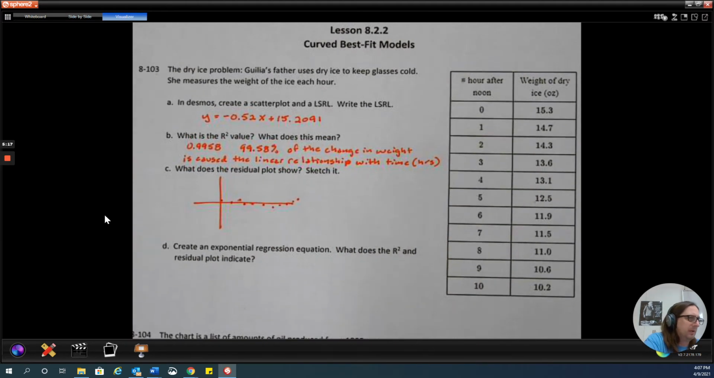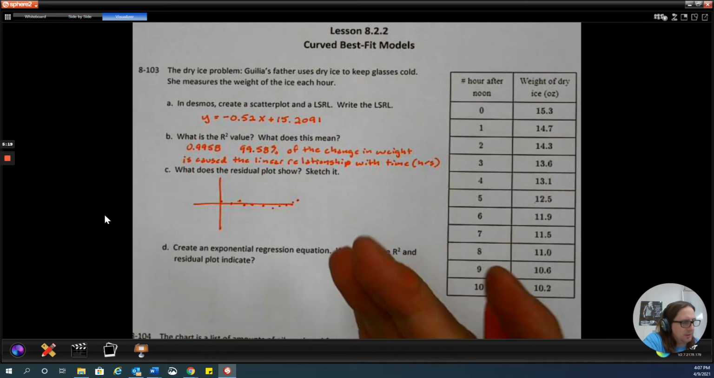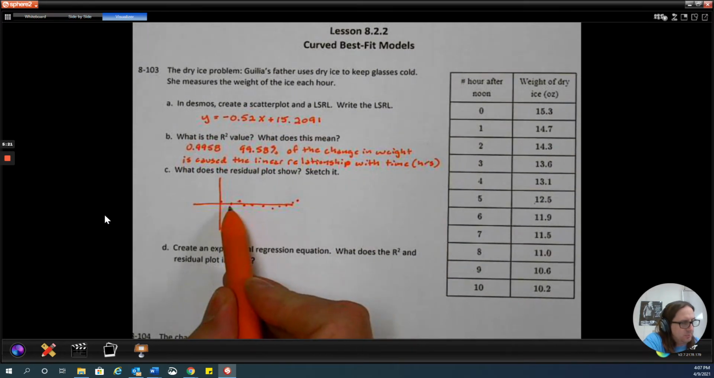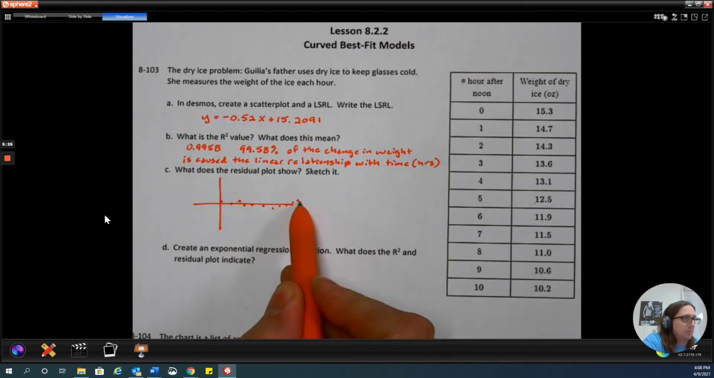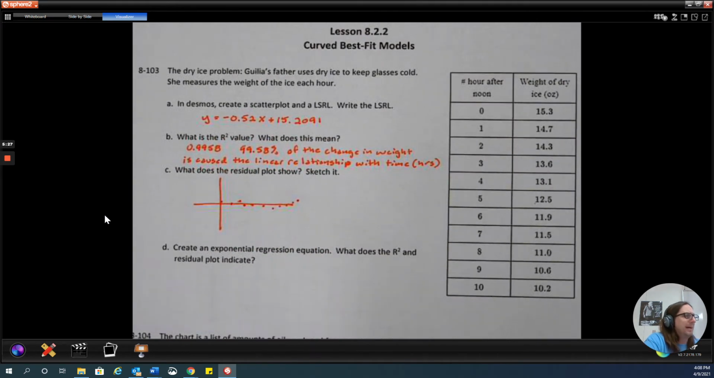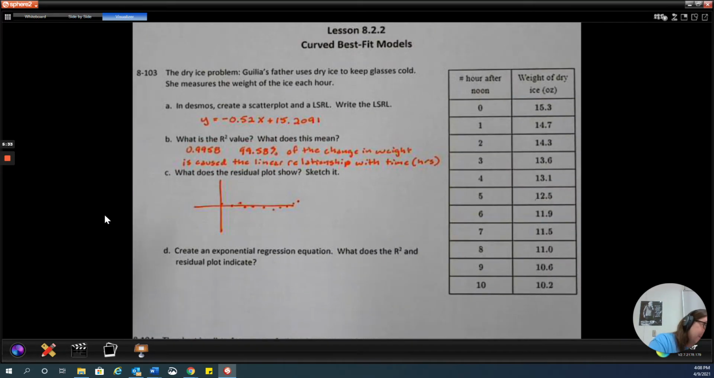It doesn't have to be perfect. So what does it show? It shows that we start off with some of the points above the line, but then they go below the line, then they go back up. And we said back in Unit 4 that we really don't like this. We want it to be more random than this. That usually means that there might be a different type of equation out there that models the data a little bit better than what we've seen here.